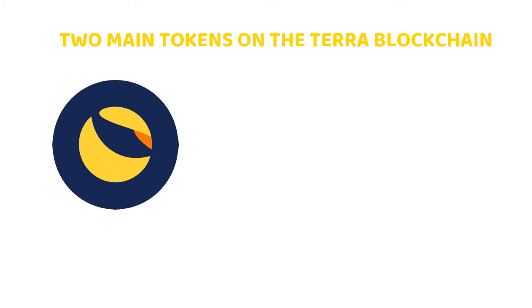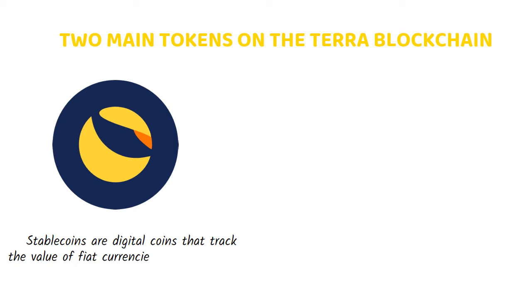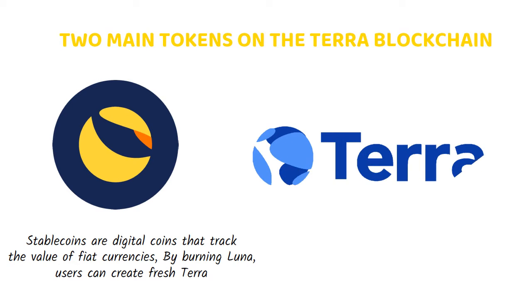The project consists of two cryptocurrencies, Terra and Luna. Terra is a stablecoin standard pegged to fiat and other currencies. For example, Terra USD or UST is tied to the United States dollar, while TerraKRT is tied to the South Korean won. The native token, Luna, is the network's staking and governance asset.